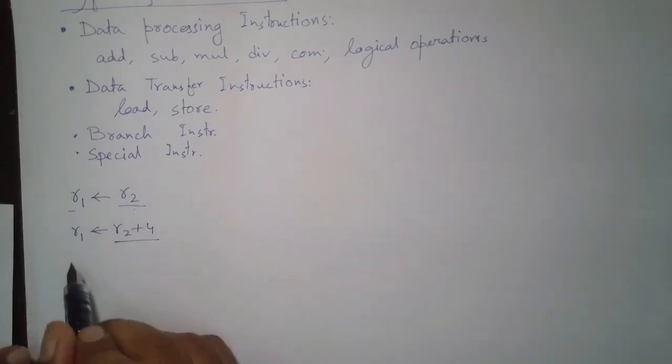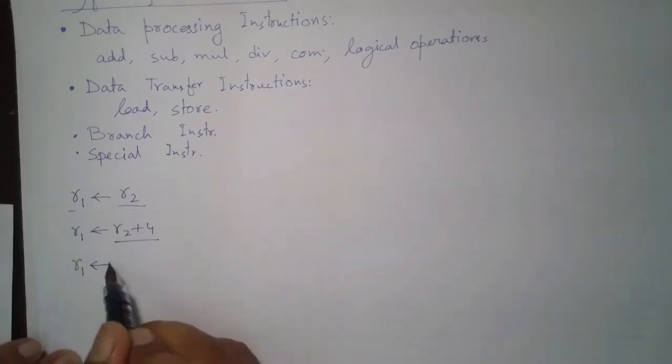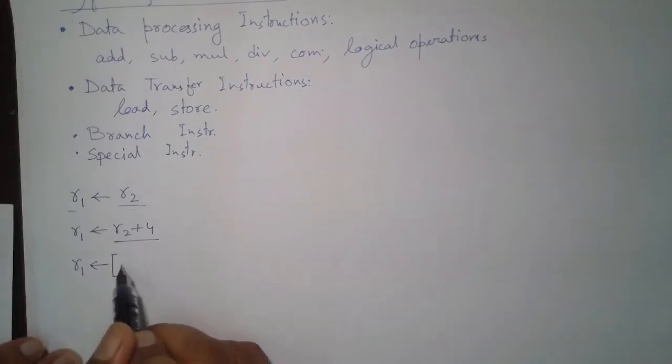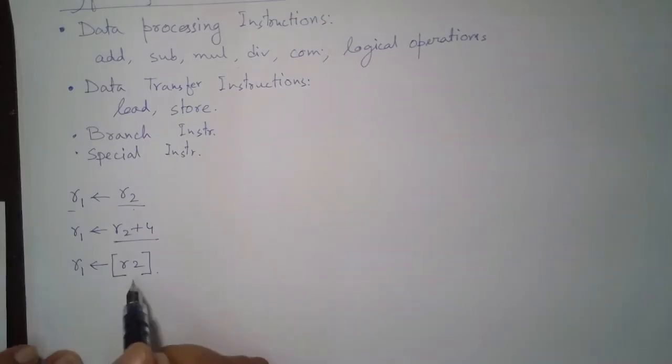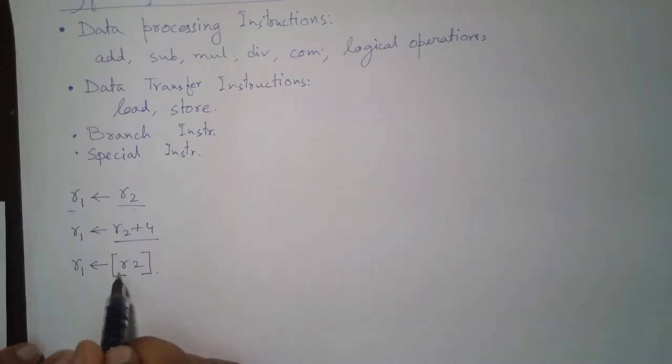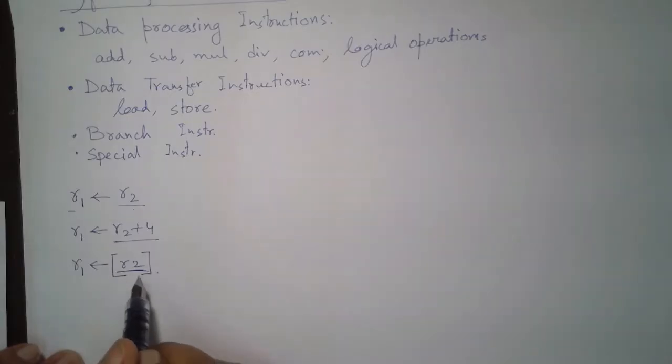Now, there is one notation which we might have used, but have not highlighted. What does this notation mean? This notation means that you access the memory location that matches the content of R2. So, basically the content of R2 is specifying an address. So, you read the data in that address and store the data in register R1.